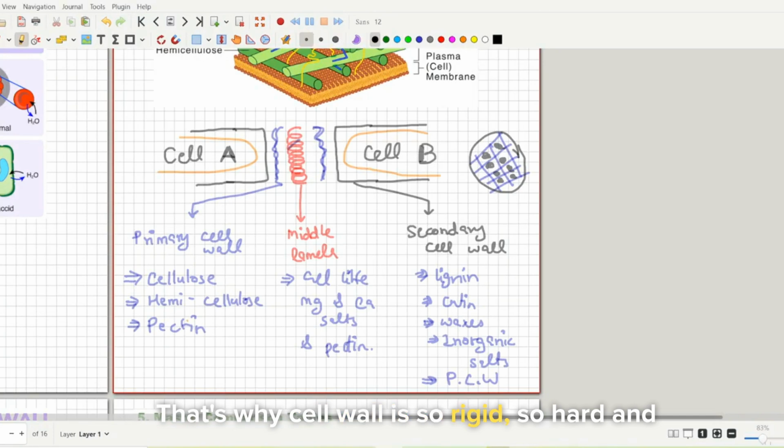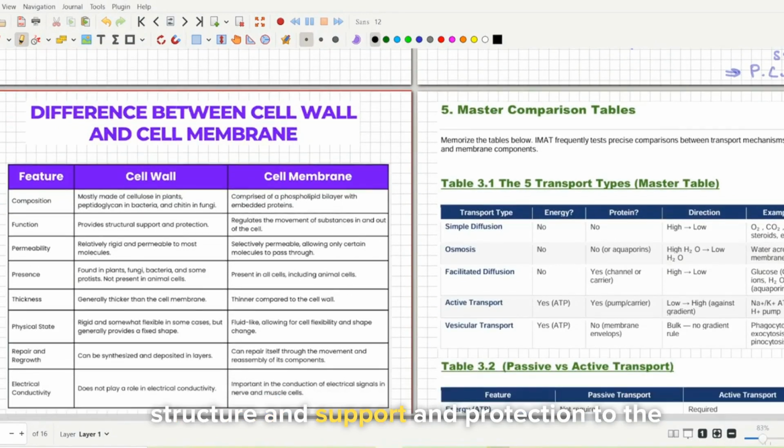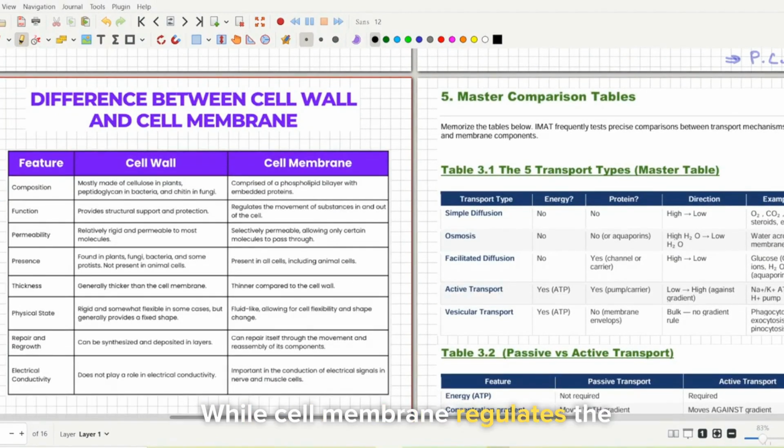That's why cell wall is so rigid, so hard, and that's why cell wall gives the shape, structure and support and protection to the cell, while cell membrane regulates the movement of substances, and we discussed all the functions of cell membrane just recently. If we talk about permeability, then cell wall does not stop anyone. Anyone can go through it, because cell wall contains pores and the pores are open to everyone, while cell membrane is not open to everyone. It is selectively permeable, it is semi-permeable. It only allows specific molecules to pass through. If we talk about presence, then cell wall is present in plants, fungi, bacteria and some protists, while cell membrane is present in all kinds of cells.